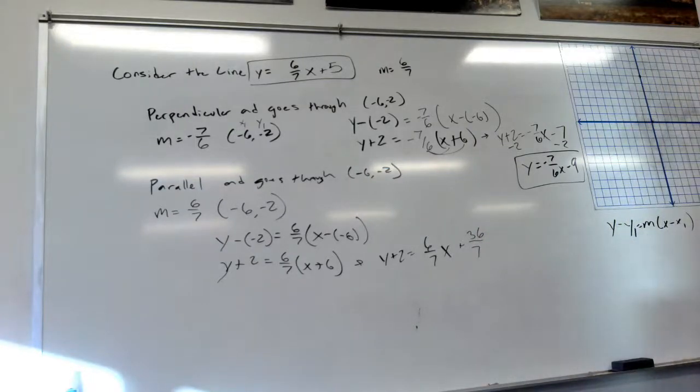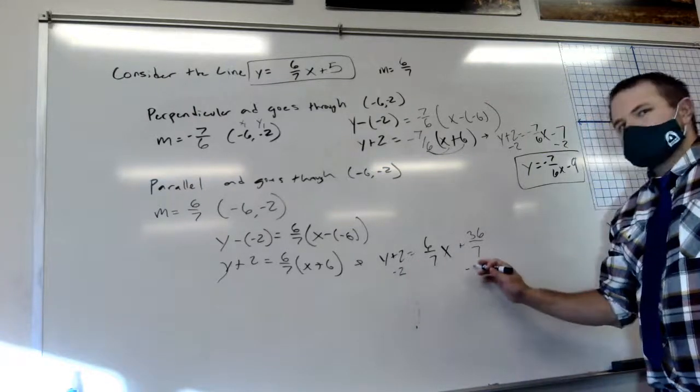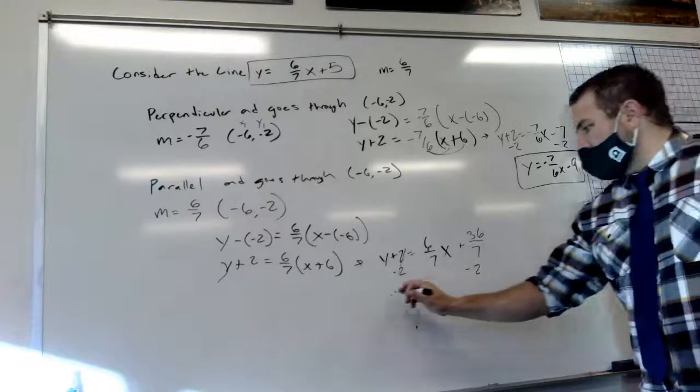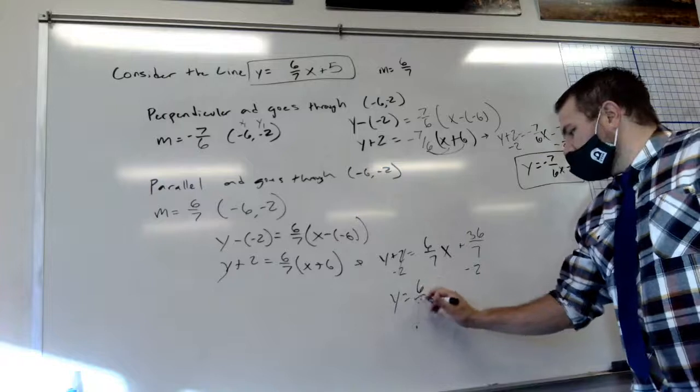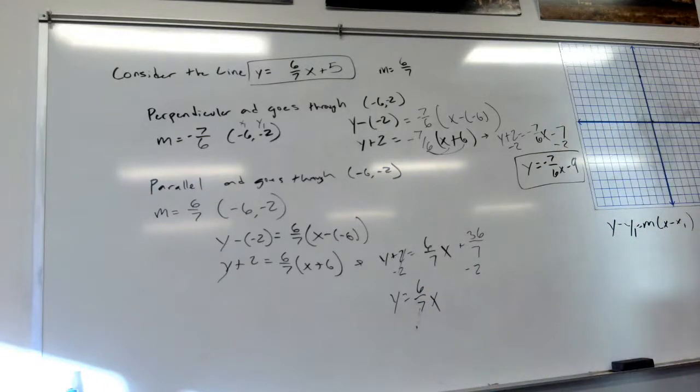Remember, we know how to add and subtract fractions. We can do this. Okay? Dre, what do I do next? Let's see, where are you at? Oh yeah, minus 2. Okay, so our answer is going to be y equals 6/7 x. How do I subtract 36/7 minus 2?